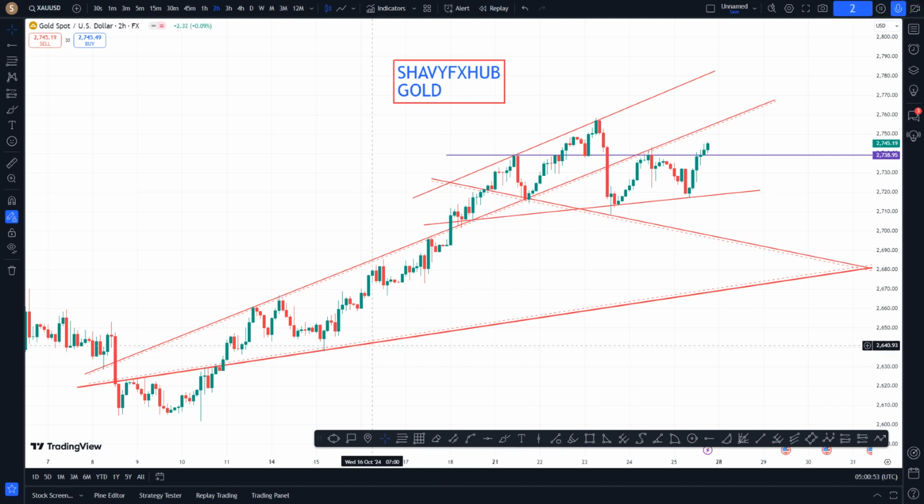So Shavy FS Hub, looking at the close of Friday, and we look at the structure to see what price is doing. It becomes a thing of importance to look at the broader perspective. So we chose the 2 hours time frame to give us a clear directional bias as to where SAU is going, and we were right on a couple of trades.